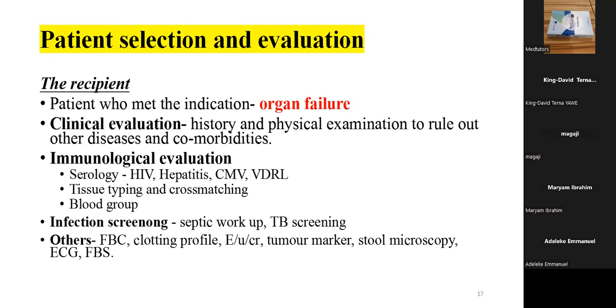Then tissue typing and cross-matching, which is very important, without which it may lead to organ rejection, as well as blood grouping. Then infection screening, because post-operatively this patient will be placed on immunosuppression. It is important to identify and treat sepsis wherever the source is, and also screen this patient for TB because they will be predisposed by immunosuppression. TB is one of the opportunistic infections.